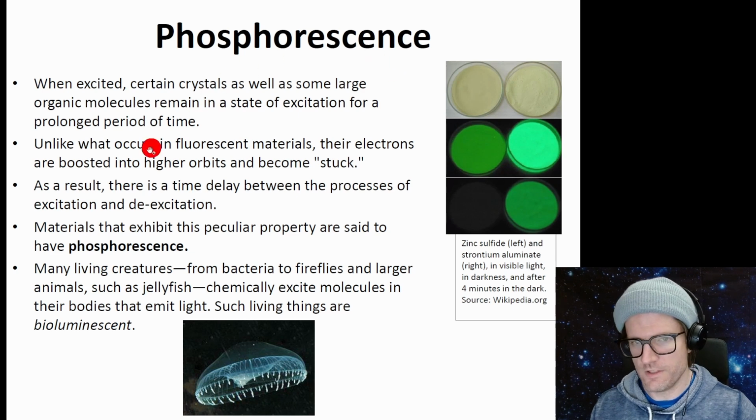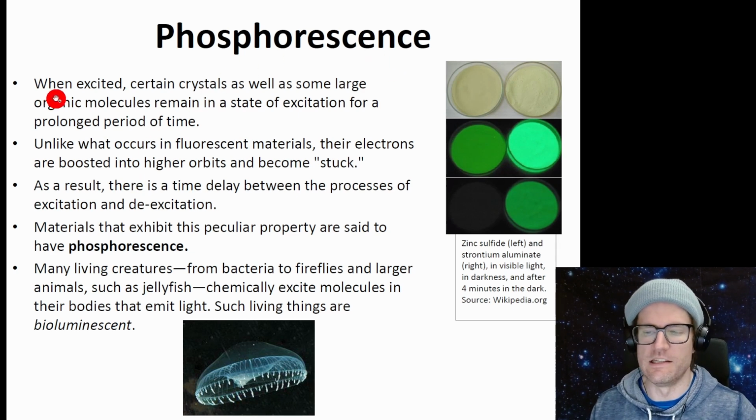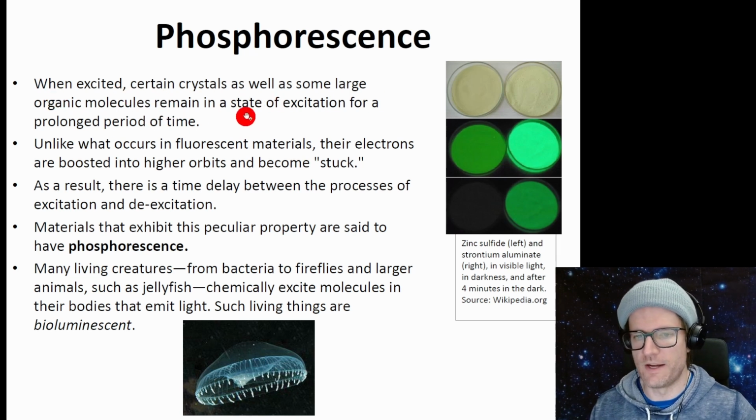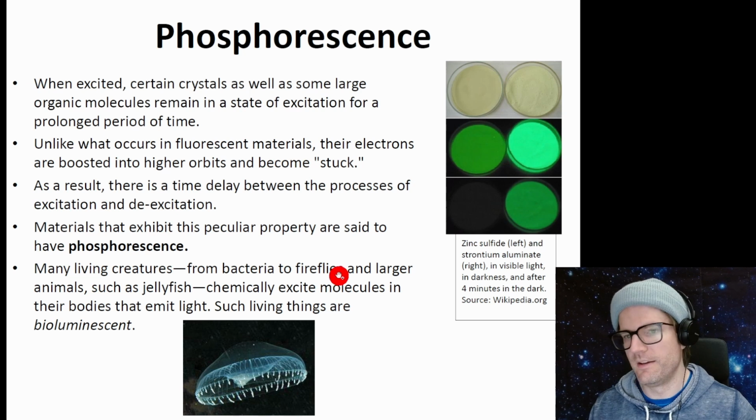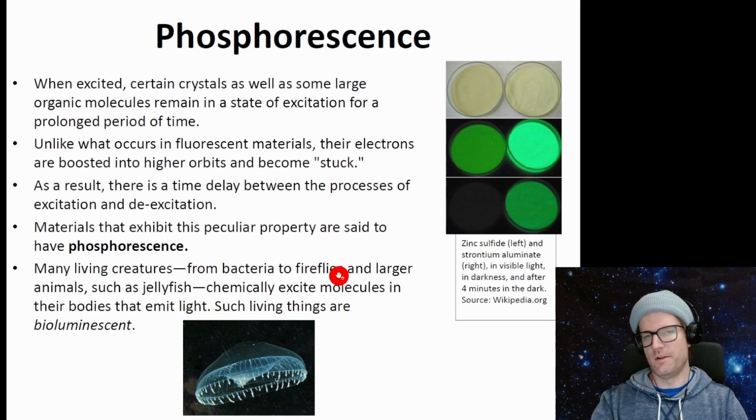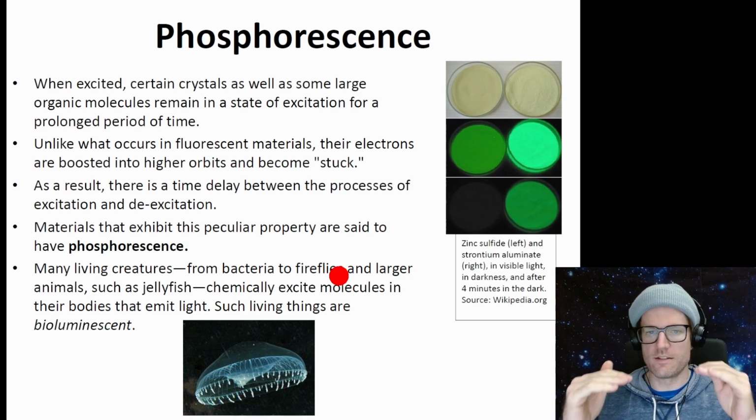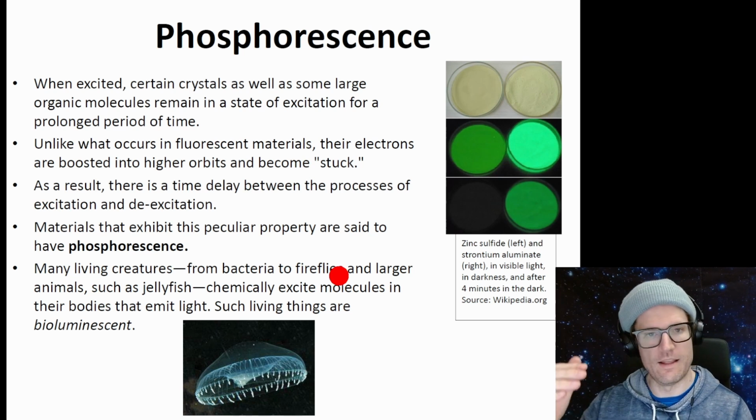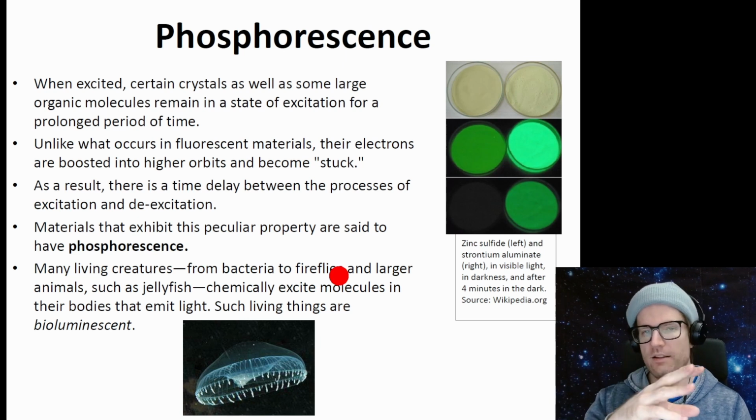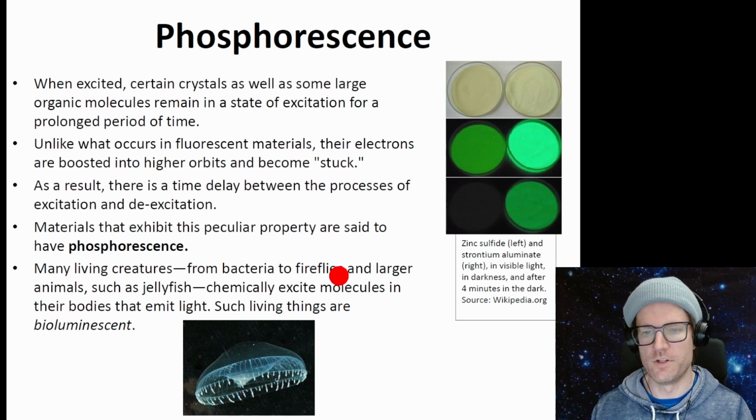Phosphorescence. So phosphorescence is the same thing, except it happens with a delay. When excited, certain crystals, as well as some large organic molecules, remain in a state of excitation for a prolonged period of time. We don't have to read all this, but if you excite a material by shining ultraviolet on it, and then the de-excitation process takes a long time, then while it's happening the material will glow. That's phosphorescence.